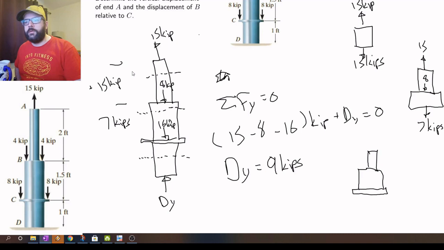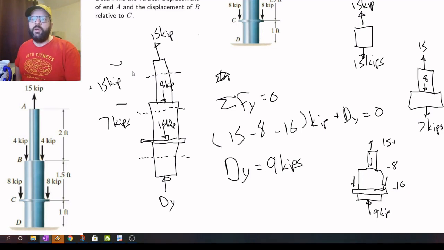And then if we take a little slice here, and draw a little collar there. Now we got 15 up, got 8 down, and we've got another 16 down, which means that we're getting to 9 kips, obviously, but essentially the 9 kips is going to be pushing upwards in this section. So from here to here, we're in compression. So that's going to be a negative 9 kips.